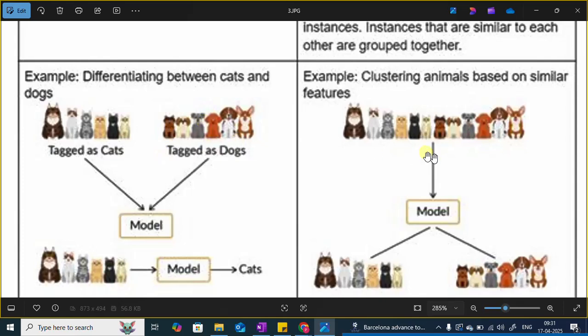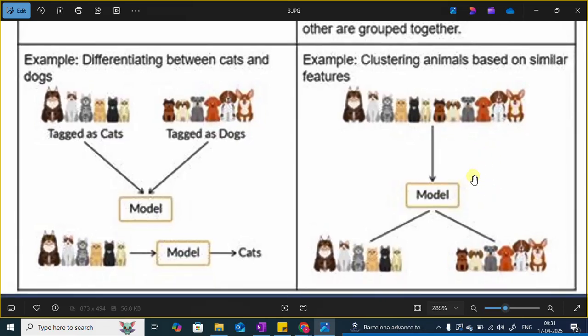But here, with unlabeled data, I'm not telling the model whether it's a cat or a dog or elephant or whatever it contains. I don't know literally. Now I'm giving the model the input data. My model is trained. Now my model will try to segregate two different clusters based upon similarity features.